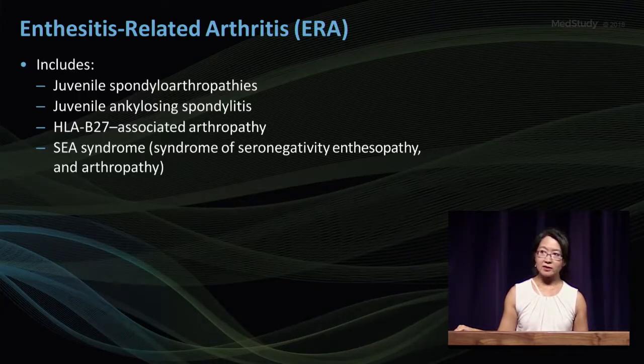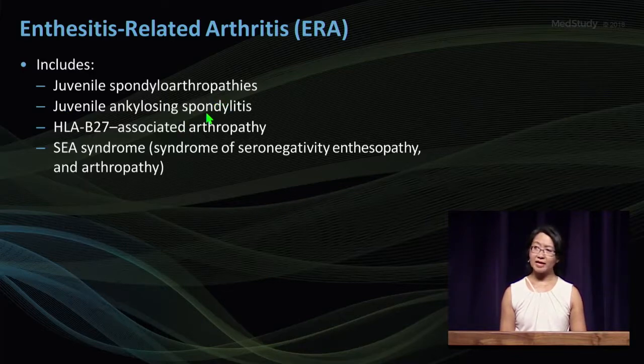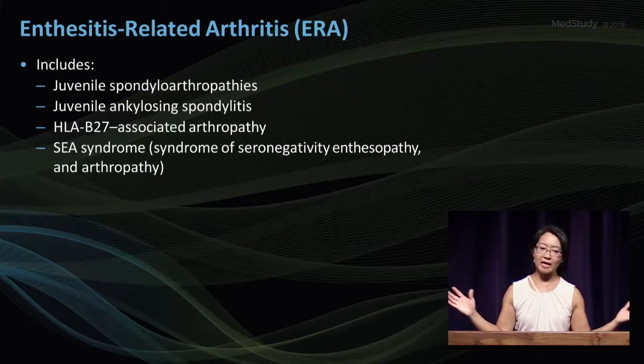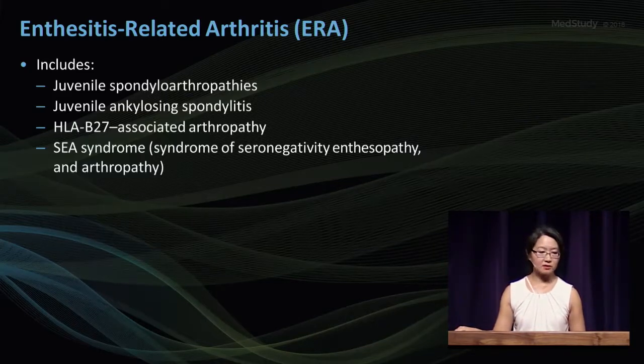Enthesitis-related arthritis, ERA. This is another category of the ILAR-JIA system. So the terms juvenile spondyloarthritis, juvenile ankylosing spondylitis, HLA-B27 associated arthropathies, and SEA syndrome, syndrome of seronegativity, enthesopathy, and arthropathy, these are out. These have all been combined in the whole category called enthesitis-related arthritis. And in fact, in the adult world, adult rheumatology, we actually lump psoriatic arthritis as part of the enthesitis-related arthritis, as well as inflammatory bowel disease arthritis.